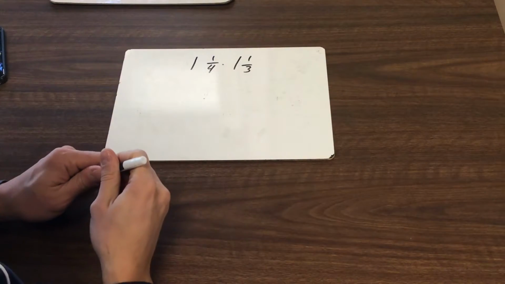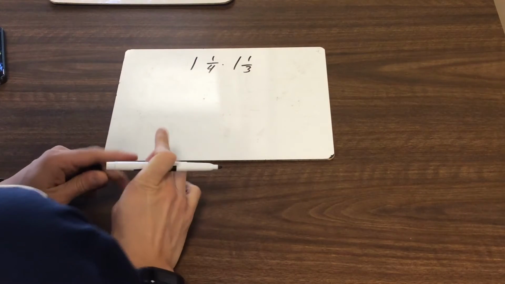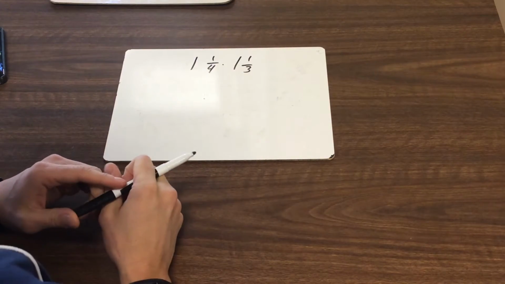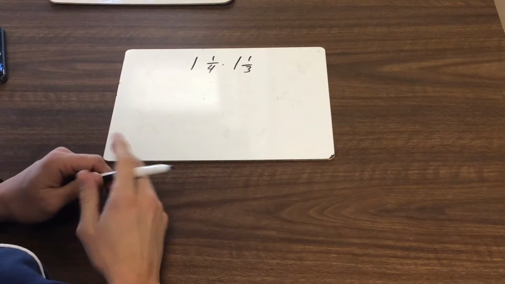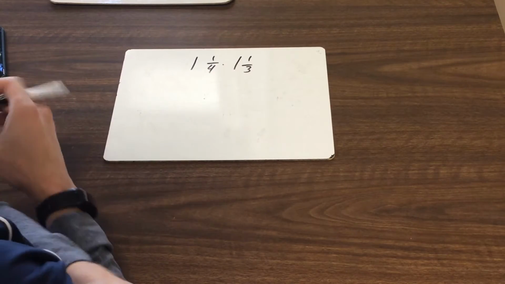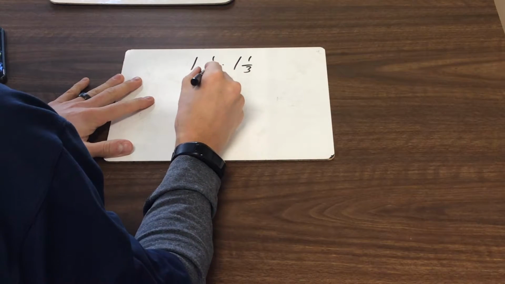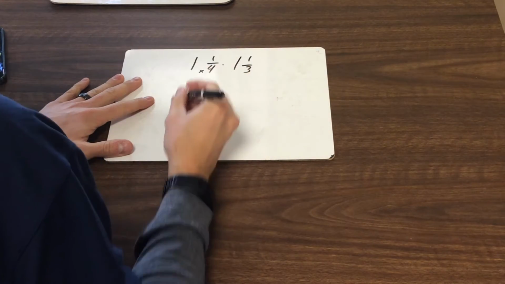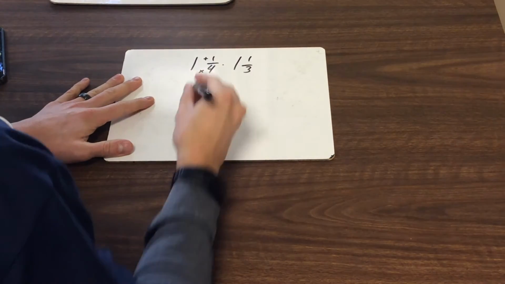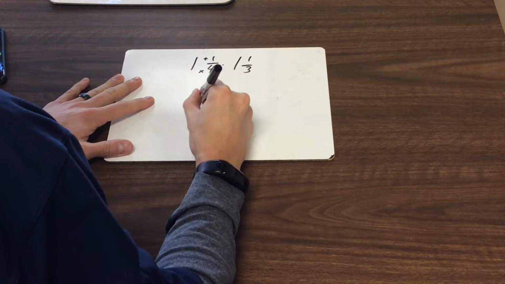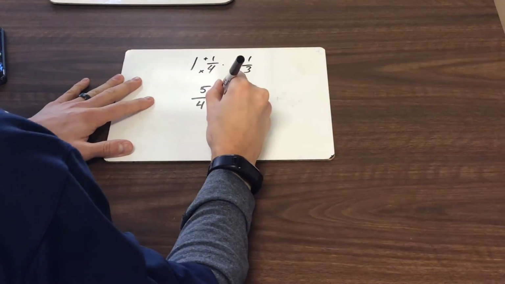Okay, now we have the problem 1 1/4 times 1 1/3, and we're going to do the same thing like we did in the last problem. We're going to change both of these mixed numbers into improper fractions. So 4 times 1 is 4, plus 1 is 5. So our new fraction is 5/4, and we're going to multiply.